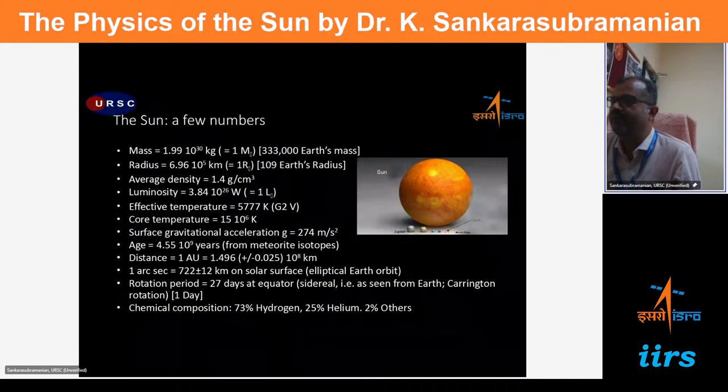And its age, as I said, is about 4.5 giga years. This is measured from the meteoritic isotopes. Distance is about 1.5 × 10^8 kilometer, 150 million, which we call one astronomical unit. And typically, we talk about angular scales. When I see the Sun from Earth, in the angular scale, 1 arc second corresponds to about 700 kilometer on the solar surface. The Sun does rotate, and the rotation period is about 27 days at the equator. And its chemical composition is 73% hydrogen, 25% helium, and 2% other elements.